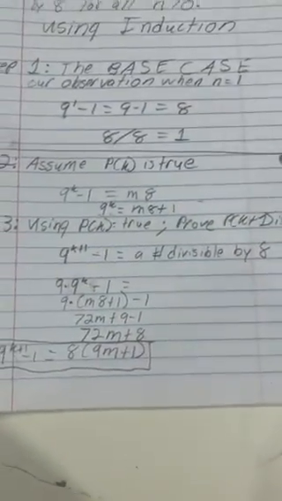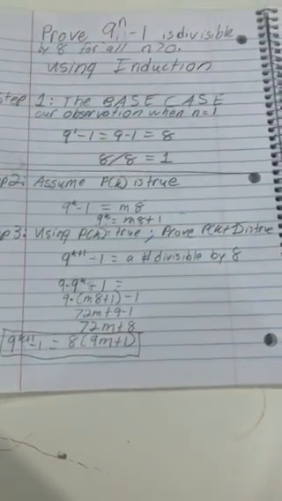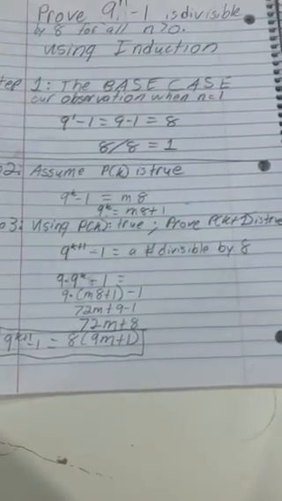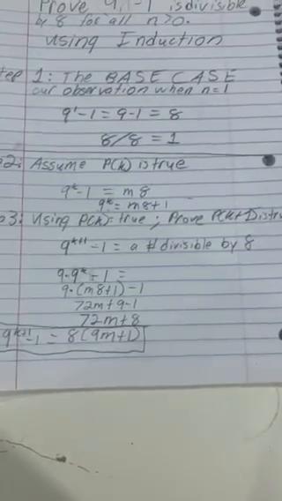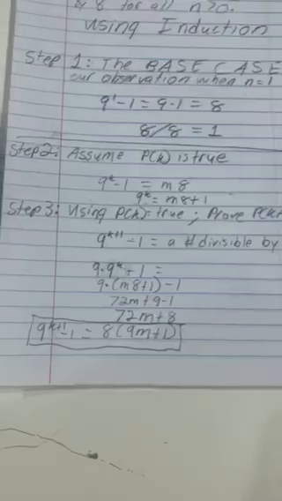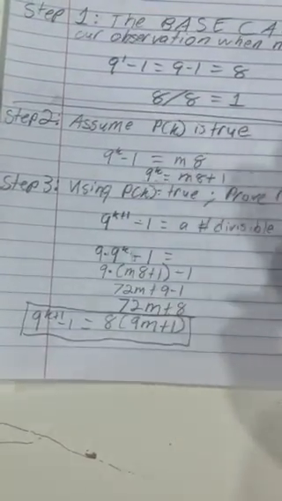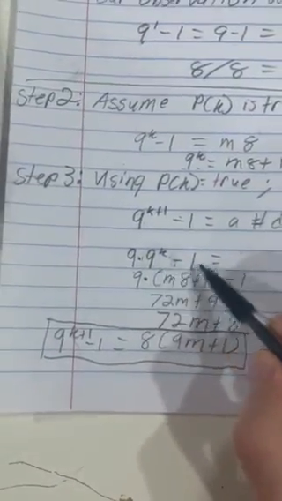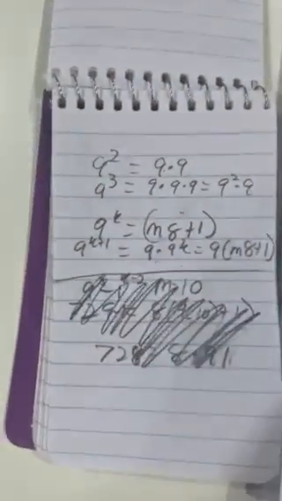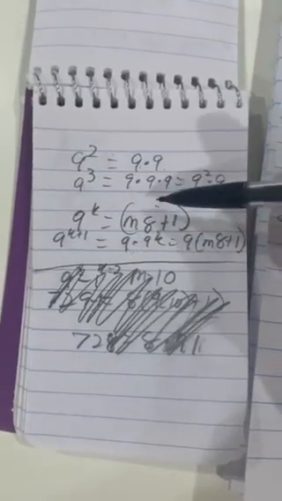Now we use that P of k that we have shown is true to show that P of k plus 1 is also true. So basically saying 9 raised to the power of k plus 1 minus 1 is equal to a number divisible by 8. We can do this by saying 9 times 9 to the k. Now the reason we can do that is just how powers work. 9 squared is 9 times 9. 9 cubed is 9 times 9 times 9, or 9 squared times 9.